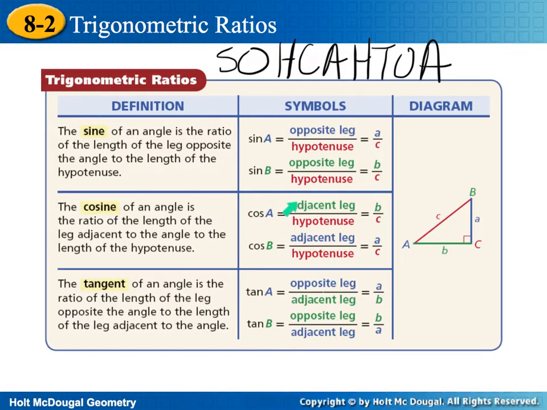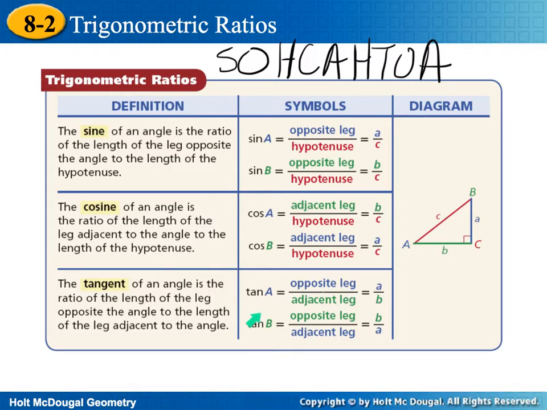Cosine stands for adjacent over hypotenuse, so CAH. Again, SOHCAHTOA is what's going to help you remember the order of which one's opposite over hypotenuse, adjacent over hypotenuse, and so on. So if I'm at A, the adjacent side to A is b, and it goes over the hypotenuse. For cosine of B, the adjacent for B is a, and the hypotenuse is c.